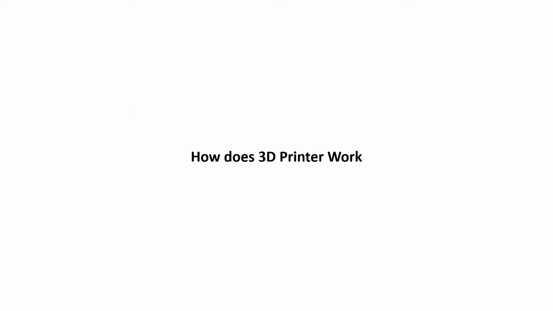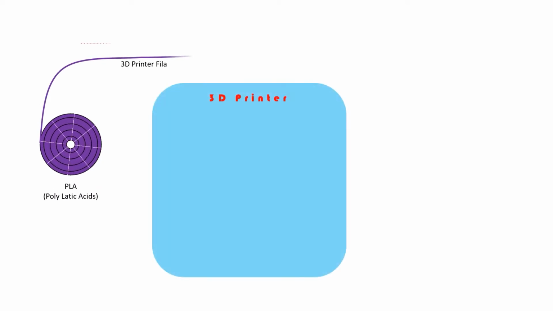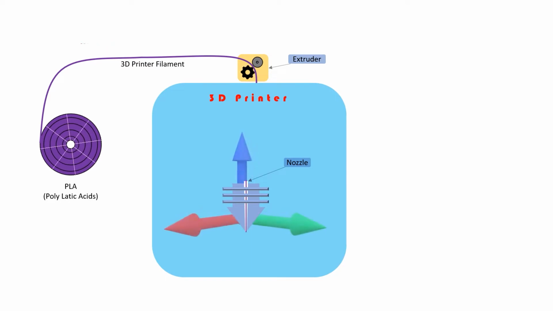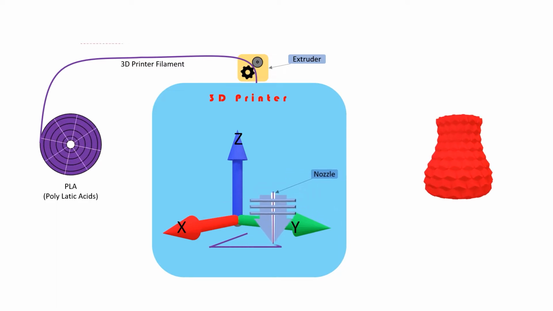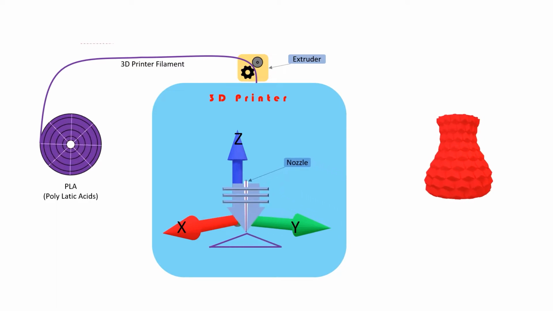How does a 3D printer work? A 3D printer works by extruding the molten filament through a tiny nozzle that moves in X, Y, or Z axis. The printer creates a 3D model in a few hours by turning a three-dimensional CAD drawing into lots of two-dimensional layers or cross-sectional layers.